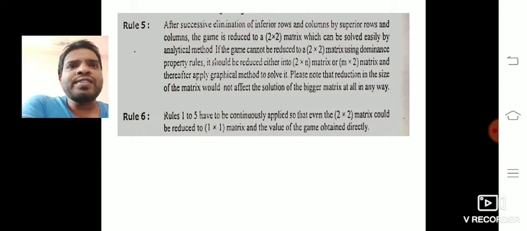And rule 6 says that rules 1 to 5 we need to apply continuously until we get the 2 into 2 matrix. Also, a 1 into 1 matrix we can get, and then we also get the value of the game, if you reduce to a 1 into 1 matrix.